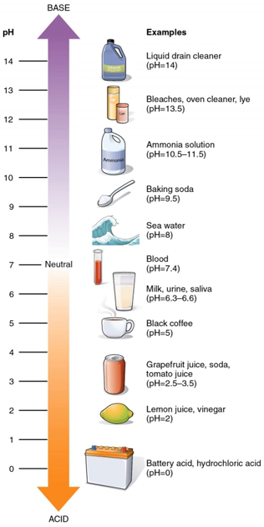pH is defined as the decimal logarithm of the reciprocal of the hydrogen ion activity, a_H+, in a solution. pH equals minus log10 a_H+ equals log10 (1 / a_H+).